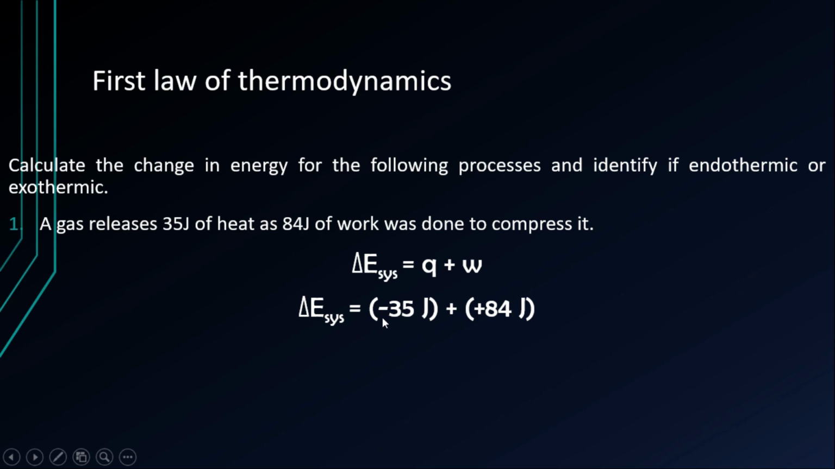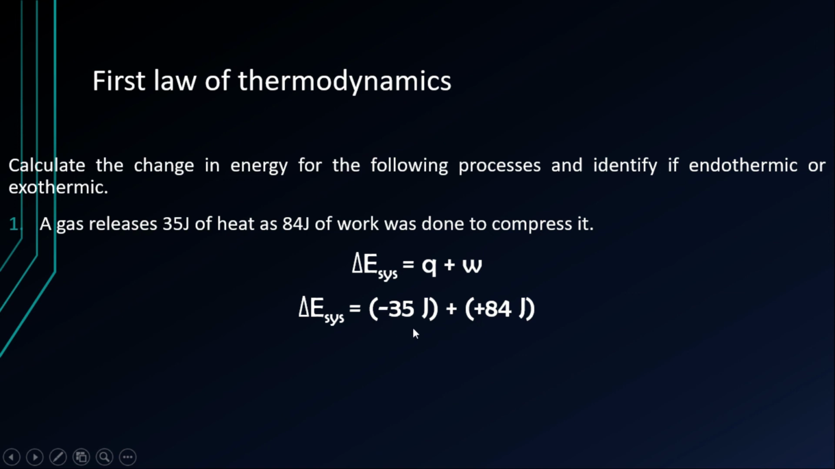What about W? Our work is 84 joules. Ano naman ang kanyang symbol if it is positive or negative? So, sinabi dito na 84 joules of work was done to compress it. Hindi niya sinabi na 84 joules of work was done by the system. So dito, ang gumawa ng work para sa system ay iba. So magiging positive ang ating symbol for work.